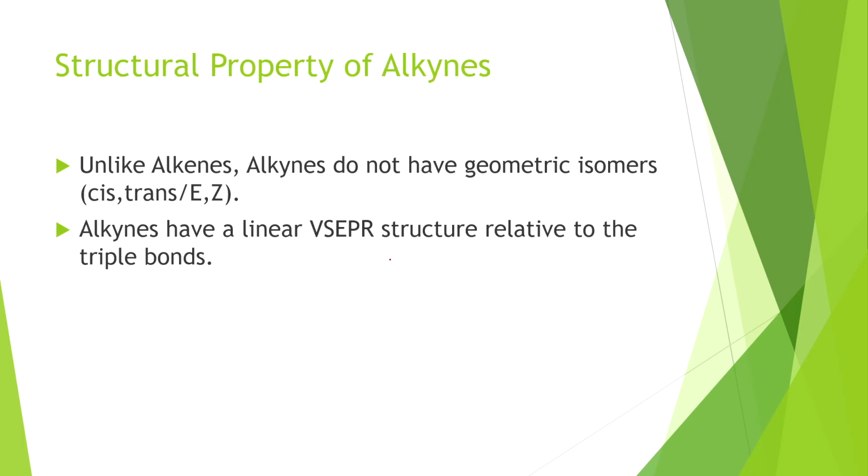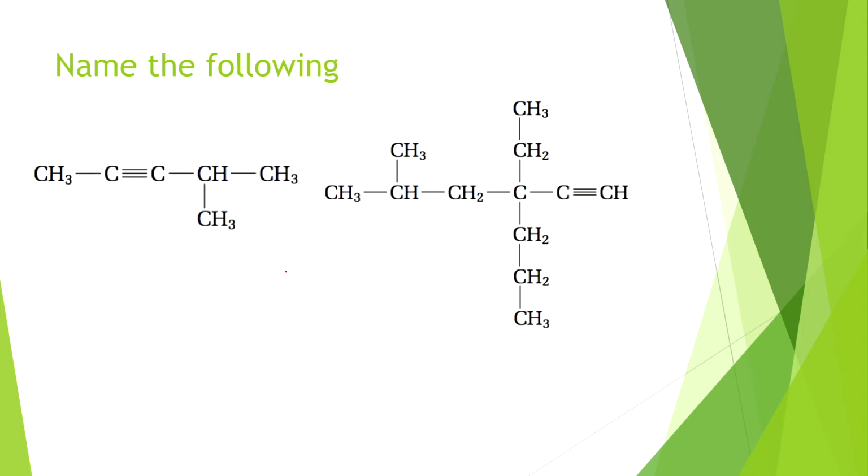So, structural properties of alkynes. Unlike alkenes, alkynes do not have geometric isomers. So recall cis-trans or E-Z isomers. Instead, alkynes have a linear VSEPR structure relative to the triple bond. And this linear VSEPR structure is what we're trying to communicate with the straight line diagrams instead of the usual jagged ones. So let's name the following.